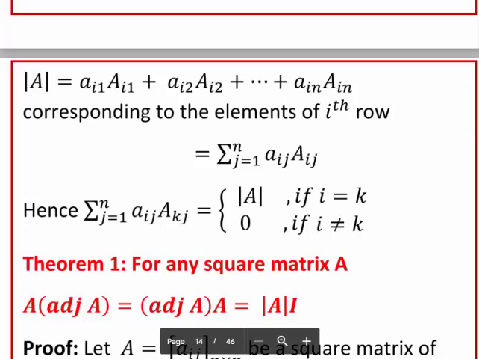Theorem 1. For any square matrix A, A into adjoint of A equals adjoint of A into A equals determinant of A into I. This theorem gives the relation between A and adjoint of A, between A and determinant of A, and also between adjoint of A, determinant of A and A. So this is a very important result, and let us go through its proof.